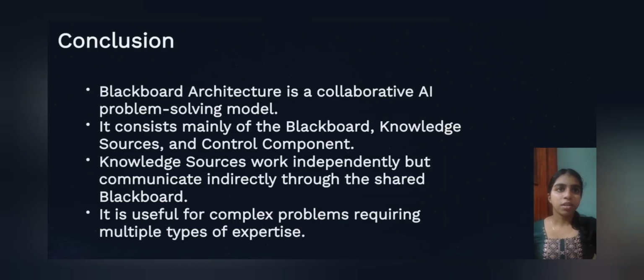To conclude, Blackboard architecture is a collaborative problem solving model in artificial intelligence. It mainly consists of three components: the Blackboard, knowledge sources, and control component. The knowledge sources work independently, but they communicate indirectly by reading from and writing to the shared Blackboard. The architecture is especially useful for solving complex problems that require different types of expertise.